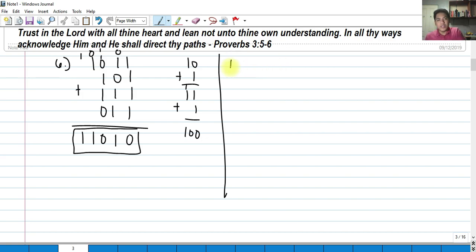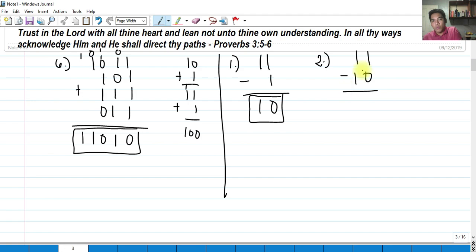So let's try with a very simple one. In our subtraction, we have 1 1 minus 1. In this case, we have 1 minus 1 is 0. 1 minus nothing, we bring down 1. So we have the answer 1 0. Okay, pretty easy, right? Now we have 1 1 minus 1 0. 1 minus 0, we have no problem with that, we have 1. 1 minus 1 would be 0. So our answer would be 0 1 or simply 1.